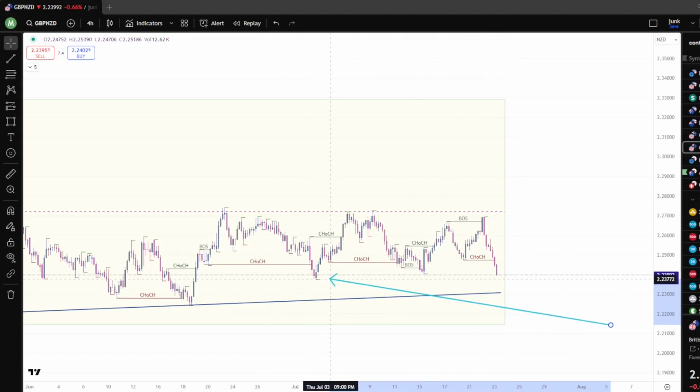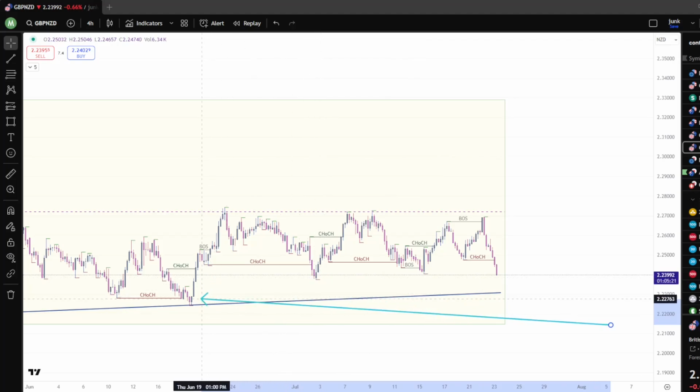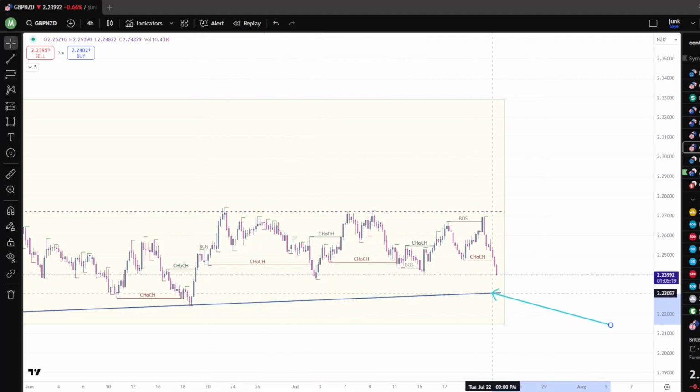And yeah, but after it clears this low, it doesn't look like anything. I mean, there's a gap here, but it doesn't look like anything can stop it from hitting this trend line or eventually targeting the lows of the overall range.